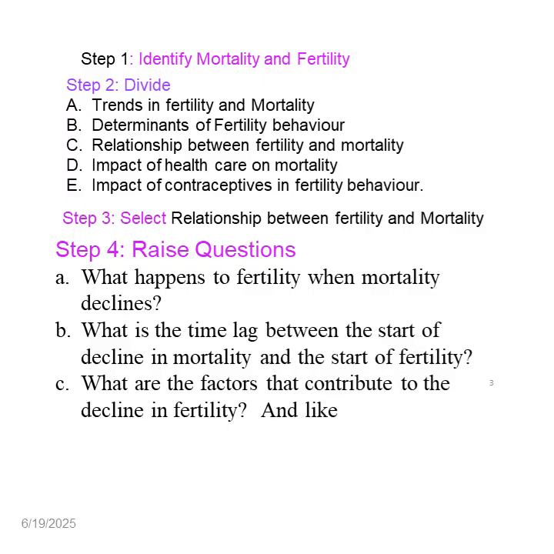title. The third step is to select a relationship between fertility and mortality and raise questions. The fourth: What happens to fertility when mortality declines? What is the time lag between the start of the decline in mortality and the start of the decline in fertility? What are the factors that contribute to the decline in fertility?